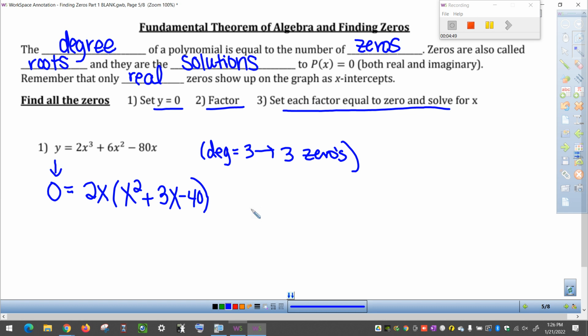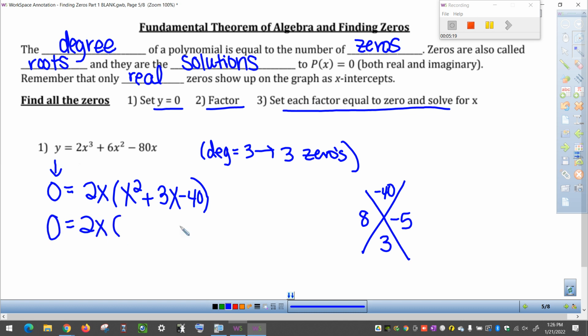Now that leftover part on the inside, we can actually take that a little bit further. It looks like a basic trinomial. So I'm going to do a little bit of thinking off to the side here. We're going to find what multiplies to negative 40 and adds to 3. It looks like we could do positive 8 and negative 5. So we're still going to keep the 2x in the very front, but we're going to turn the trinomial part into 2 parentheses side by side and fill them in just like this, x plus 8, x minus 5.